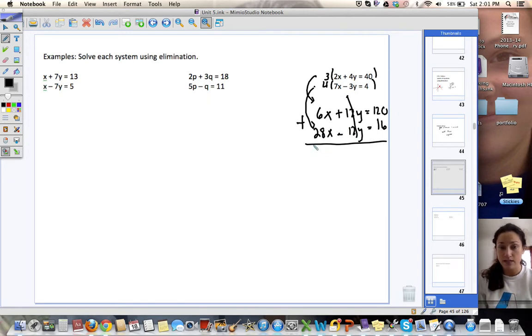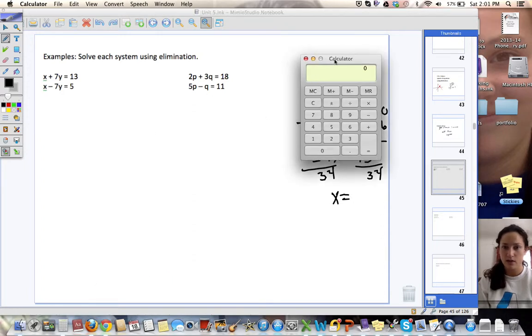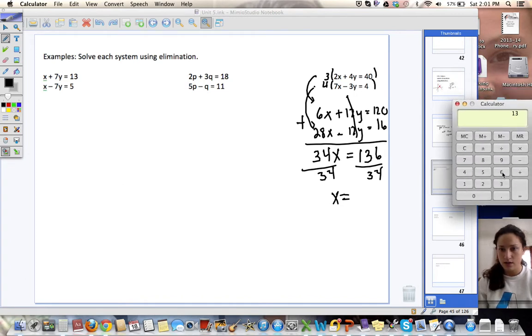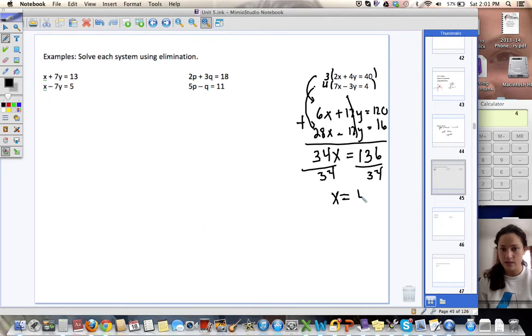So 28 plus 6 I'm adding is, what is that, 34? No, 28. Yeah, 34. I don't know. And then, what am I doing? Oh, yeah. 120 plus 16 is 136. We divide by 34. And so we're going to get x. So I'll do this whole problem out since I didn't do the last whole problem out. So 136 divided by 34. So we're going to get x to be 4.